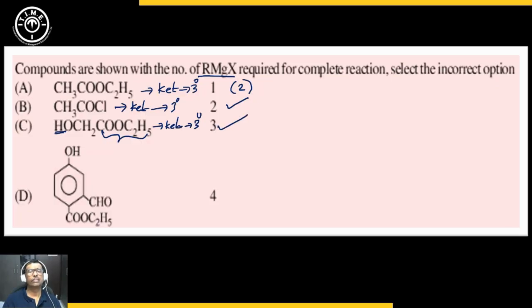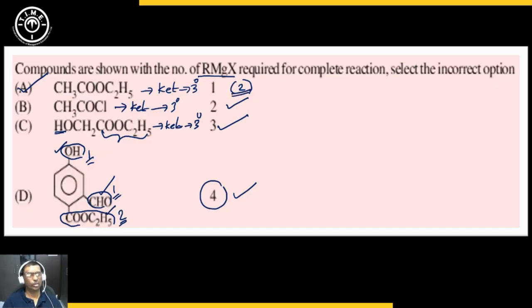So this is true. And here, 1 mole, 2 moles and 1 mole. This is active hydrogen compound. This is an aldehyde. This is an ester. Ester will require 2. Aldehyde will require 1. Active hydrogen compound will require 1. So this is 4. 4 is true. Incorrect option is A. For A you require 2, not 1. I hope this is clear.